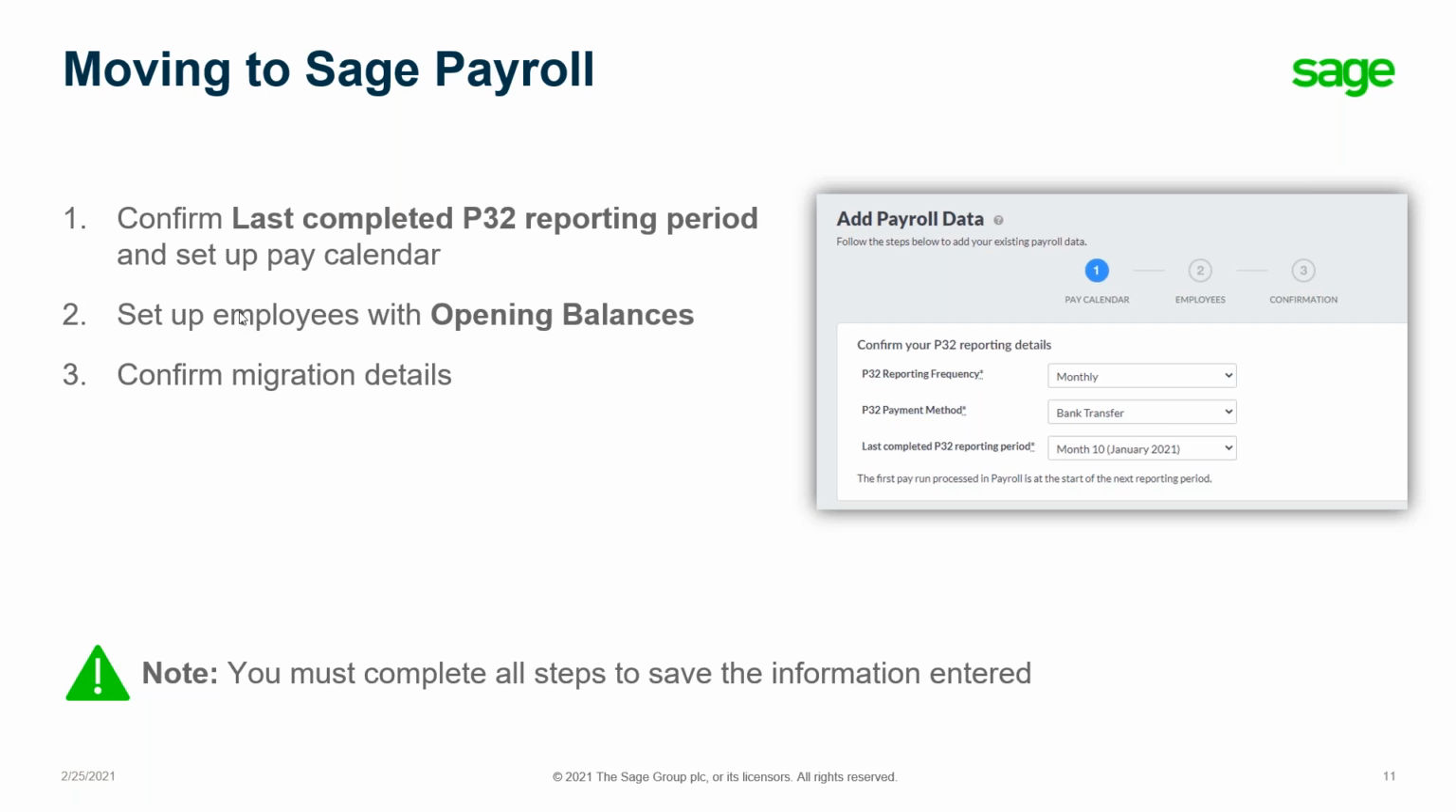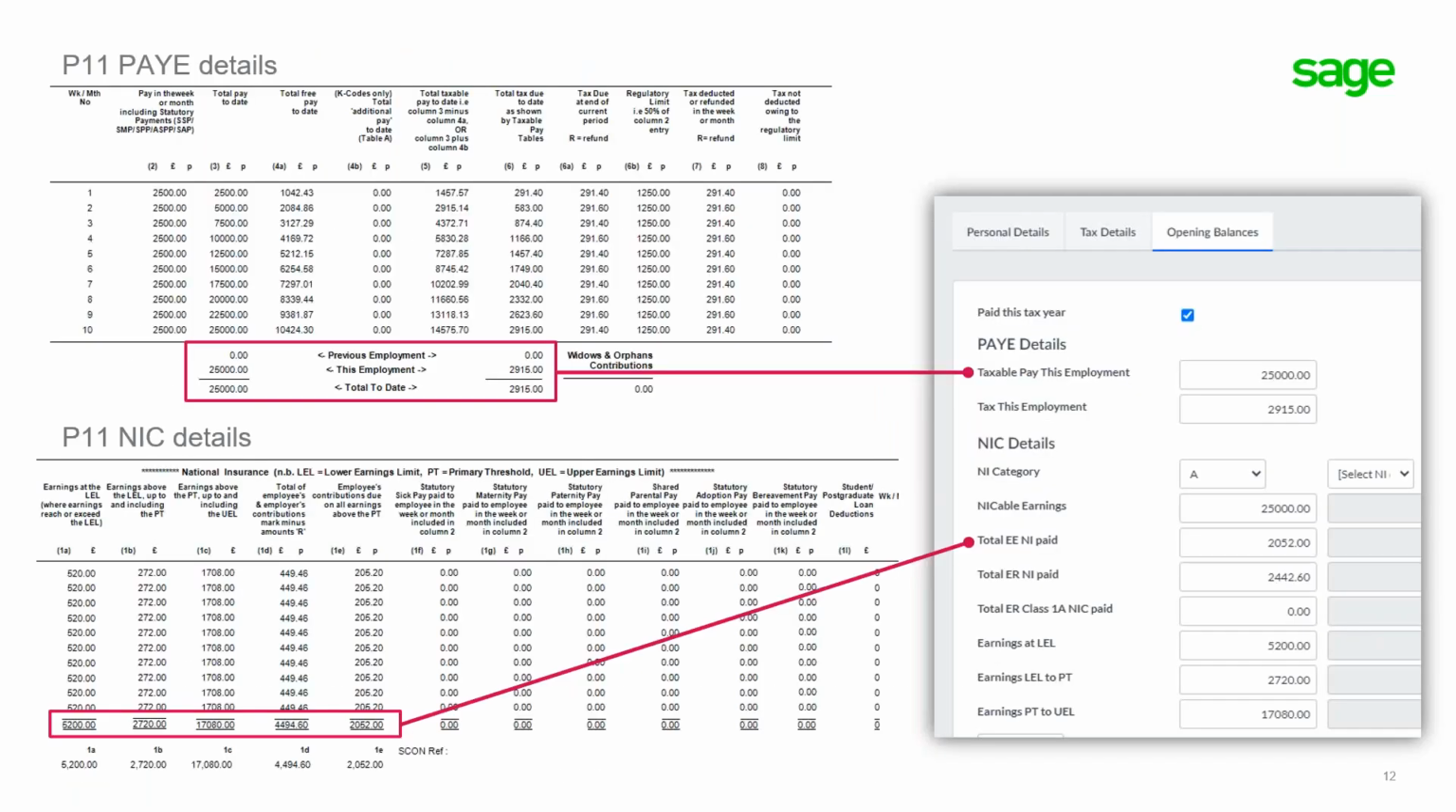Now, we did mention P11 reports, and I just wanted to show you where you'd get some of the key information from if you were working off that type of report. So as you can see, PAYE details come from the P11 totals, which you would find on the PAYE section of a P11 report. And then for national insurance, as well as the total national insurance paid for the employee and employer, you'll also need earnings between the various earnings bands, and they're organized into columns on P11 NIC detail reports. So hopefully you can get these reports or something very similar from your previous payroll system.